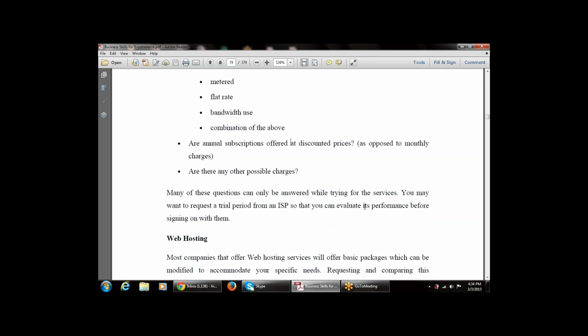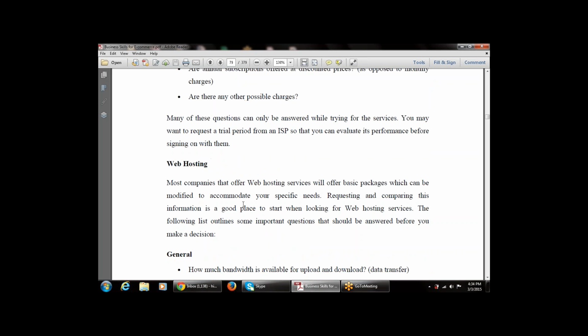Then we have discussed web hosting. That is, what is web hosting? Whenever we upload anything on the internet using www, that is known as web hosting. Most companies that offer web hosting services will offer basic packages which can be modified to accommodate your specific needs. Requesting and comparing this information is a good place to start when looking for web hosting services.